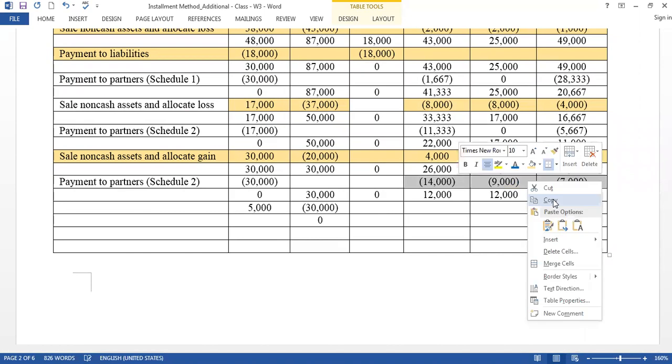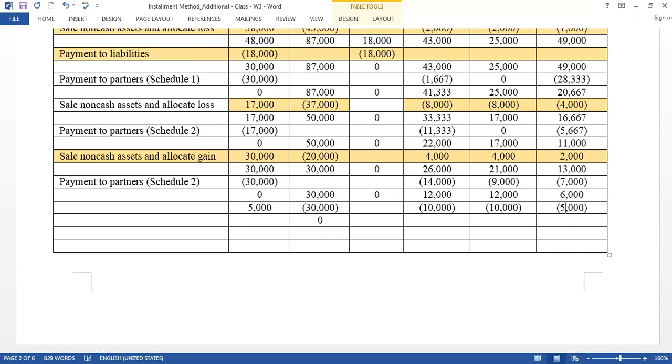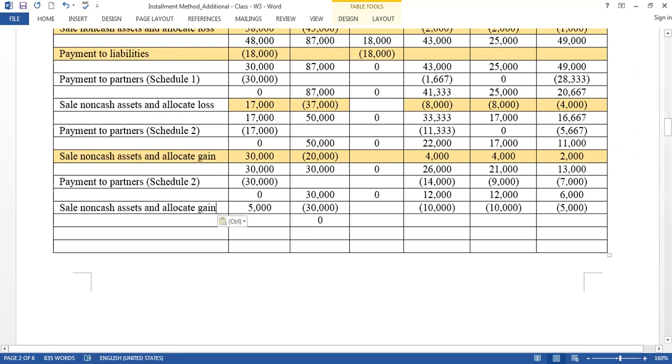$25,000 is the loss. This loss is going to be allocated to whom? Allocated to the partners. And it is a $25,000 loss. So 10,000, 10,000, and 5,000 loss. So again, we sell our non-cash asset and we allocate the loss. I am not going to show you the journal entries because I already explained.